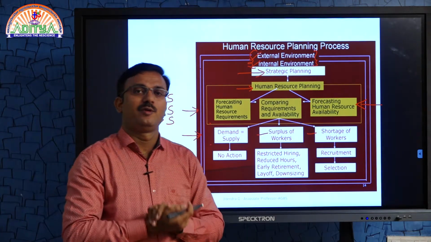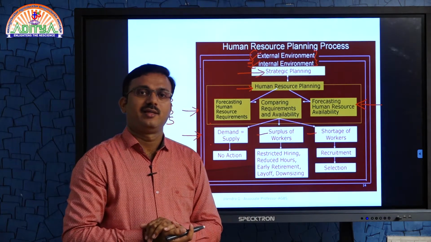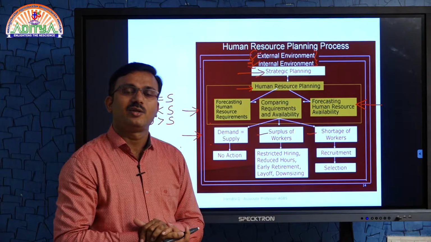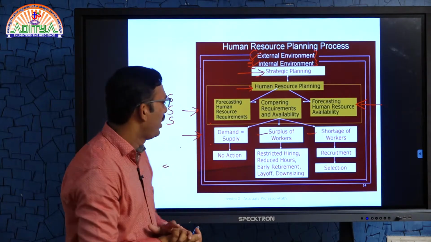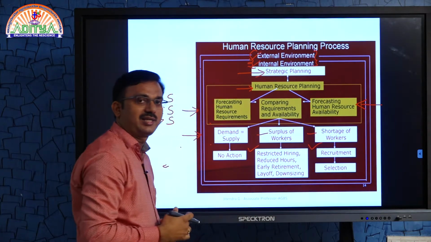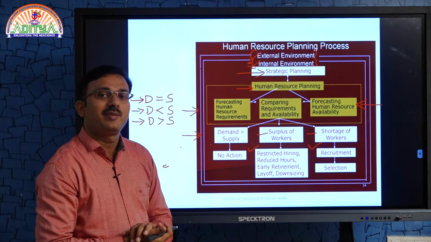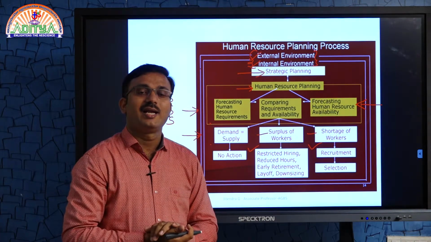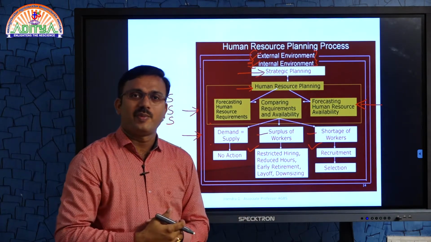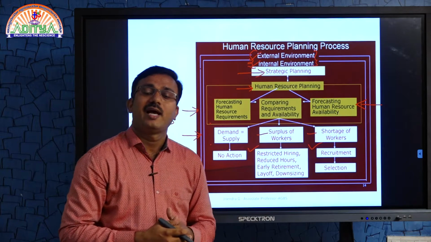What are we going to do when surplus is there and when shortage is there? Then it is the responsibility of the HR department in the organization to take the necessary actions when surplus is there, and at the same time when there is a shortage of workers. When surplus is there, they reduce work hours, restrict the hiring, and go for early retirement, layoffs as well as downsizing.